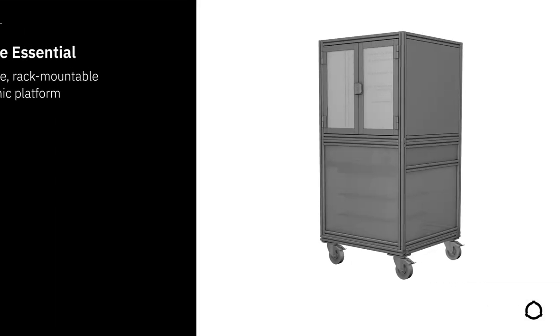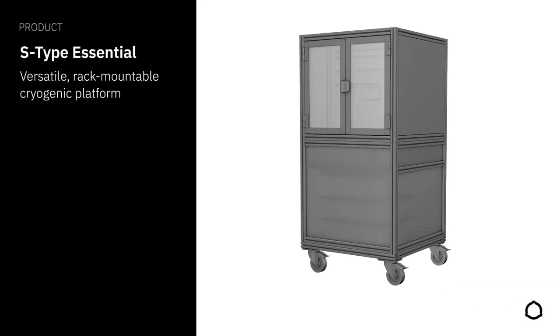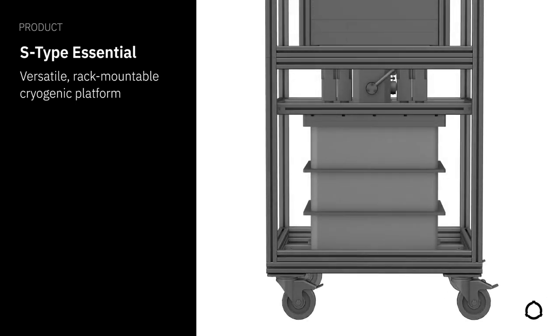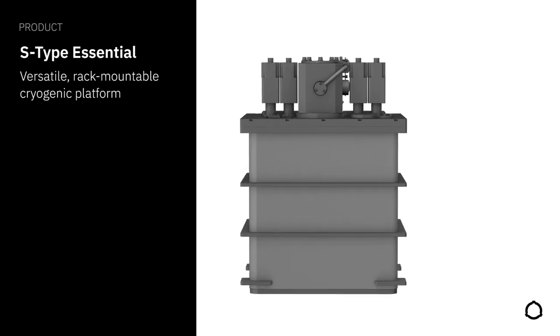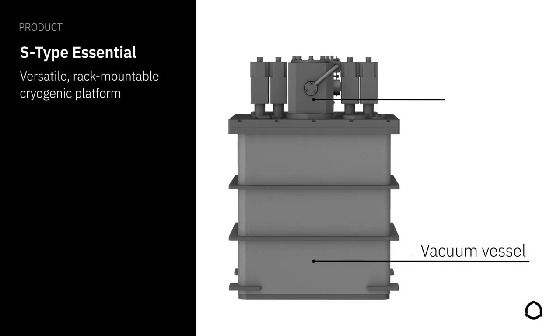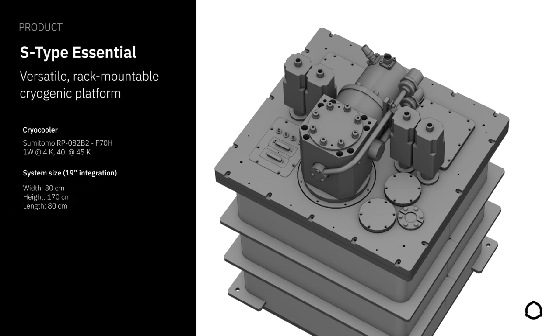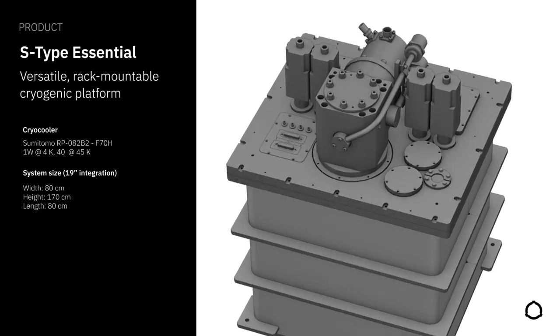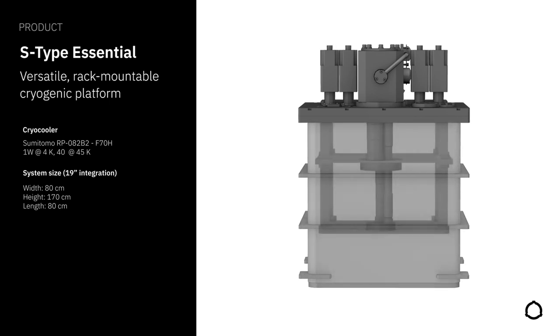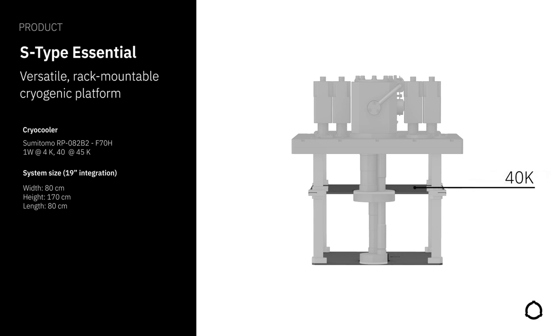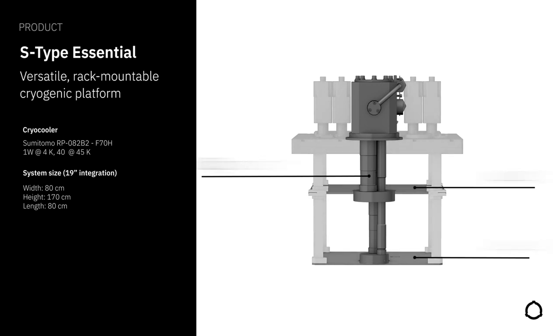To give you a better understanding of the architecture of our cryostats, we take a closer look at the S-type Essential. Beneath the casing, the S-type Essential, just like any other cryostat, is based on a vacuum vessel equipped with a closed-cycle cryocooler. One distinction, however, is the rectangular shape of the vessel, increasing the available volume compared to a cylindrical system, while maintaining a small footprint. Covered by the radiation shields, the system has two main cooling stages, one at 40 Kelvin and one at 4 Kelvin, both of which are coupled to the cold stages of the cryocooler.